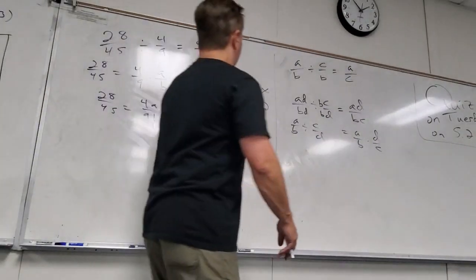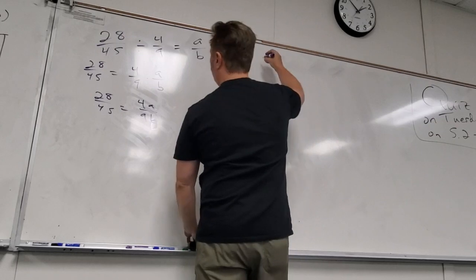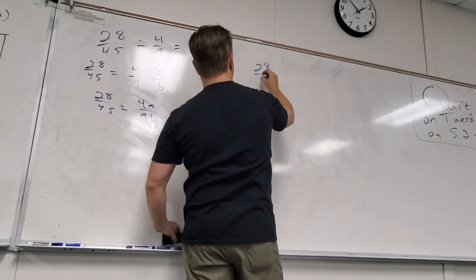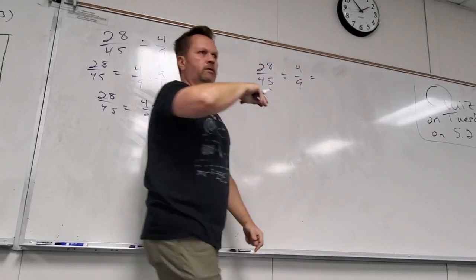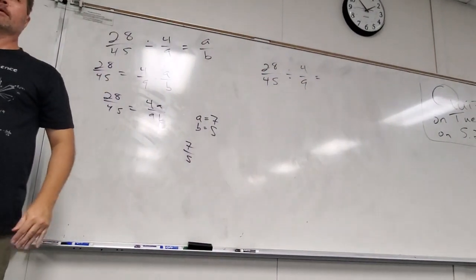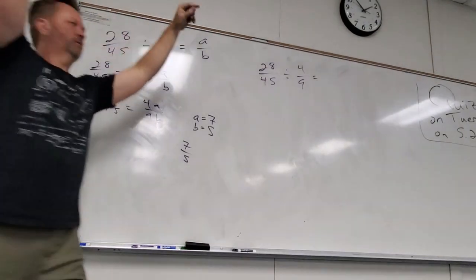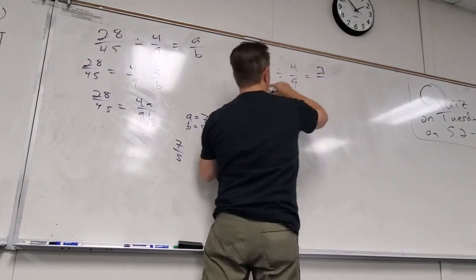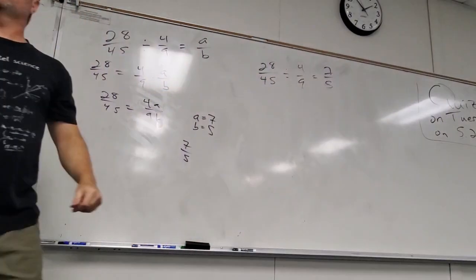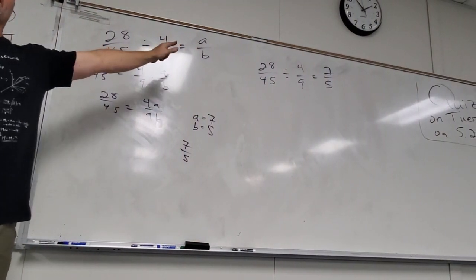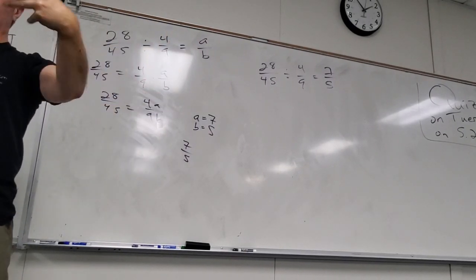But this leads to something. How can I make this into a shortcut now if the numbers all work together? Can I just look at the top? What is 28 divided by 4? 7. What's 45 divided by 9? 5. So if the numbers work well together, that kicks a lot of ass, right? Everything kicks a lot of ass when the numbers work well together.